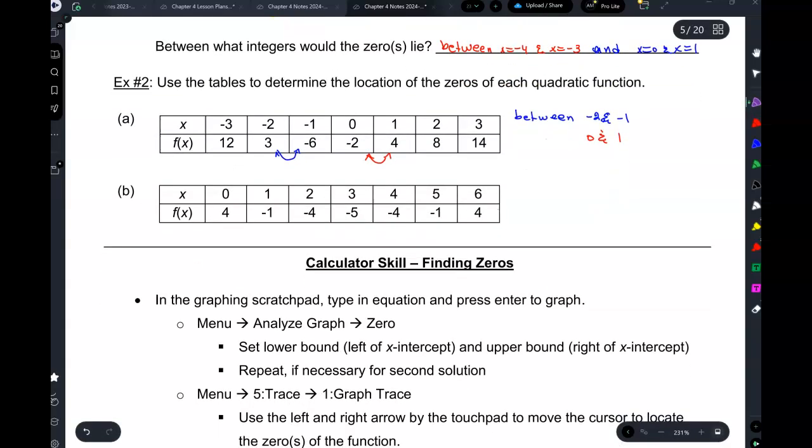Okay, here. The sign change happens right here, and another one all the way down here. So, what's the first one? 0 and 1. You've got to give the x values. And 5 and 6.